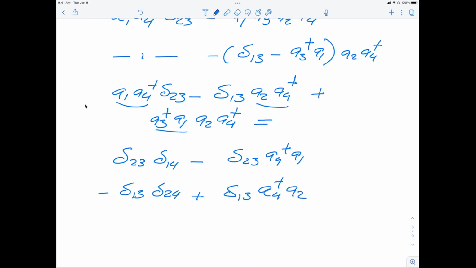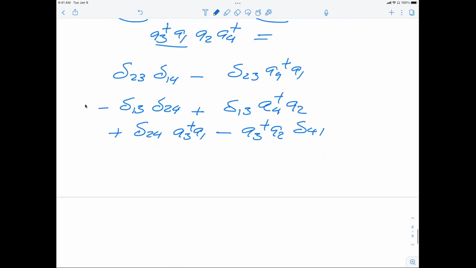So let me see if I have everything here, plus a delta 2, 4 of A3 dagger A1 minus an A3 dagger A2 of delta 4, 1. And then I have the final term, which is an A3 dagger, an A4 dagger of A1, A2. So this is if I just went through this in a very slavish manner.